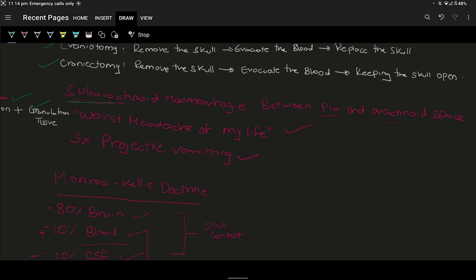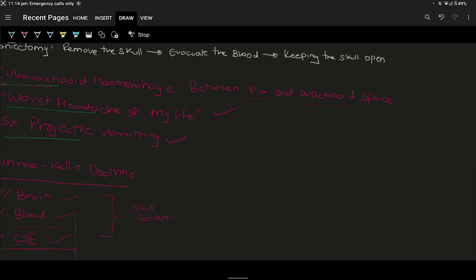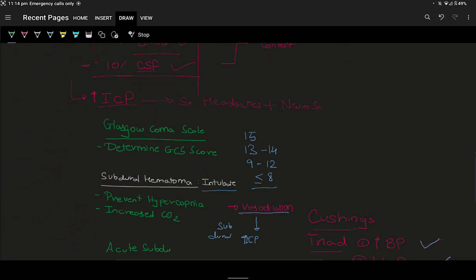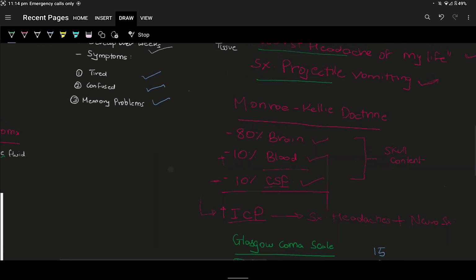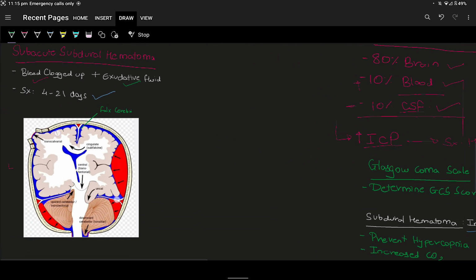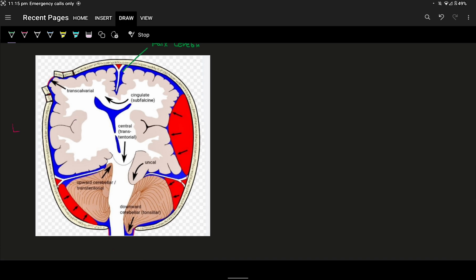Then the third type which we have is the subarachnoid. It is also referred to as the worst headache of the patient's life. The symptom usually is projectile vomiting, and this is present between the pia and the arachnoid space. So here we discussed most of the content. Finally, before concluding, we'll just go quickly through the brain herniation syndromes.